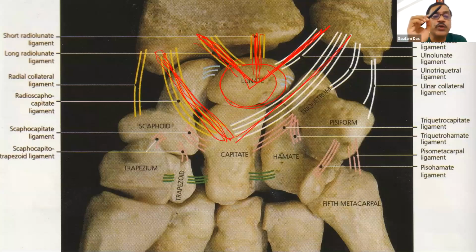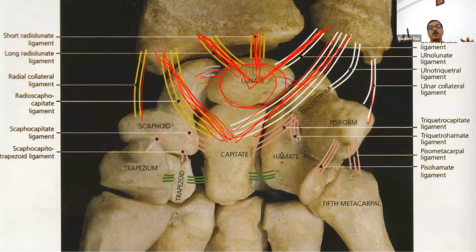Apart from that, we are having the radial collateral ligament, we are having the ulnar collateral ligament, and we are having the very small intrinsic ligaments between the scaphoid and the lunate. This ligament is easily seen, particularly on the dorsal side. So the scaphoid and lunate and triquetrum, then your scaphoid and capitate, trapezium and trapezoid, scaphoid and the trapezium, all the bones are basically attached together.